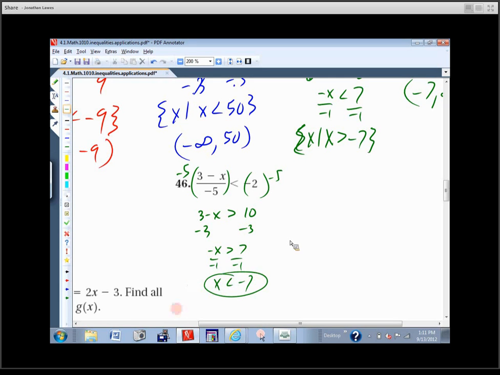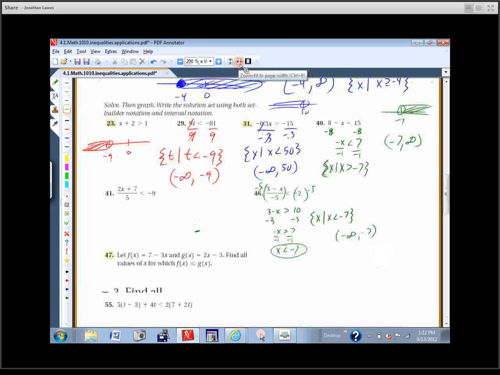So there's the answer. Again, if we wrote it in set builder notation, it looks like this. As an inequality, it's going to be all the numbers that are less than -7, so they start at -infinity, stop at -7, open bracket around each one. Okay, questions?